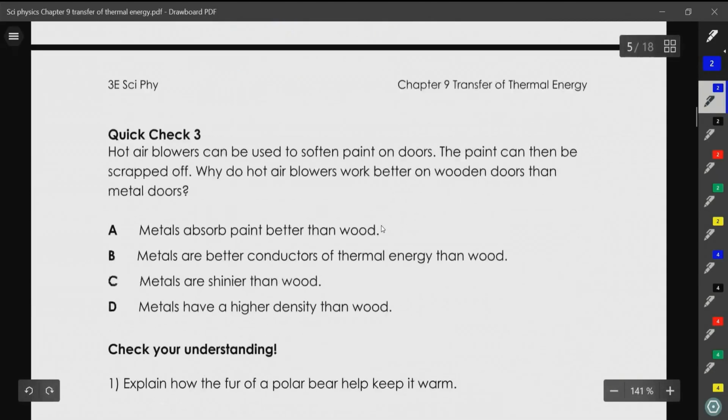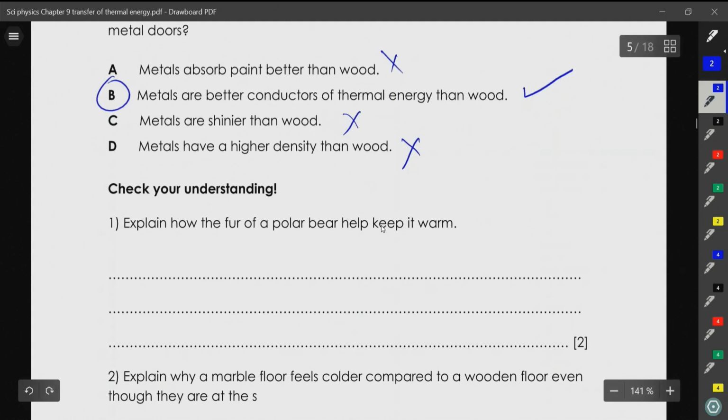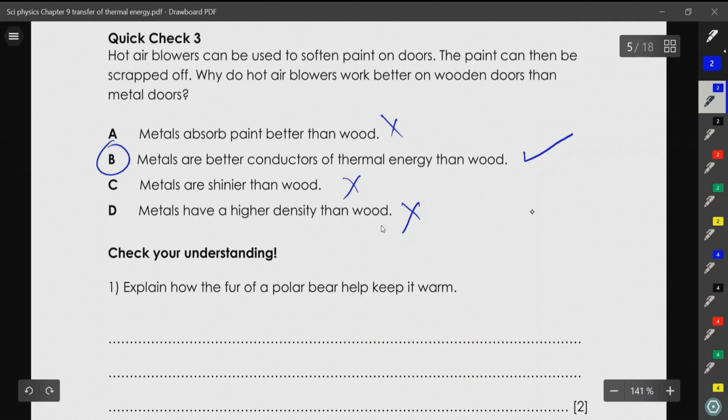Quick check 3. In this case, if matter is a good conductor of heat, when the hot air goes onto the metal door, what happens is that the hot air will be easily absorbed by the metal.